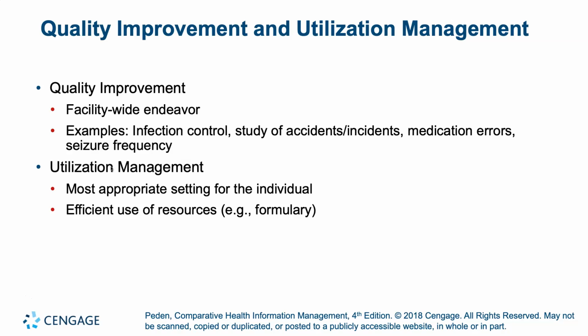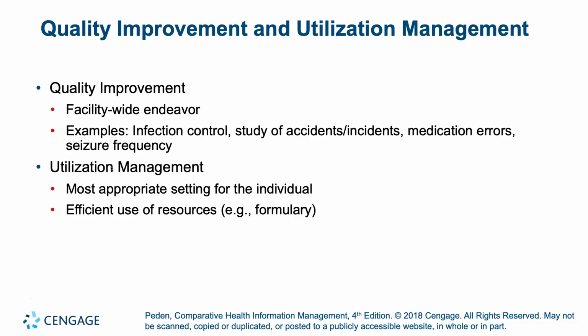Looking at just what's happening with the individuals. Are there any safety issues? Are there any emotional meltdowns? Are there issues where there's some kind of conflict going on between residents? Those types of things. So then utilization management: are they in the most appropriate setting for the individual?